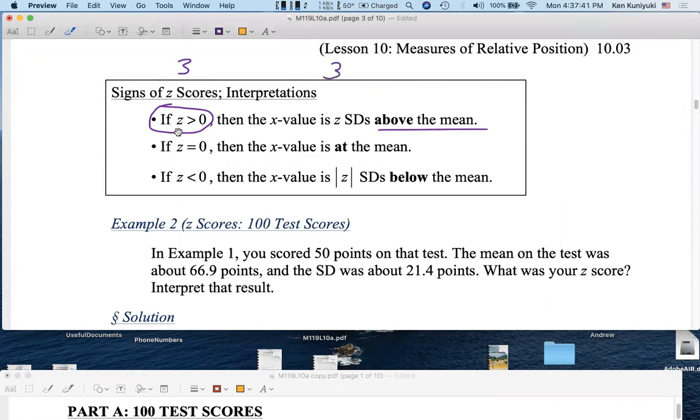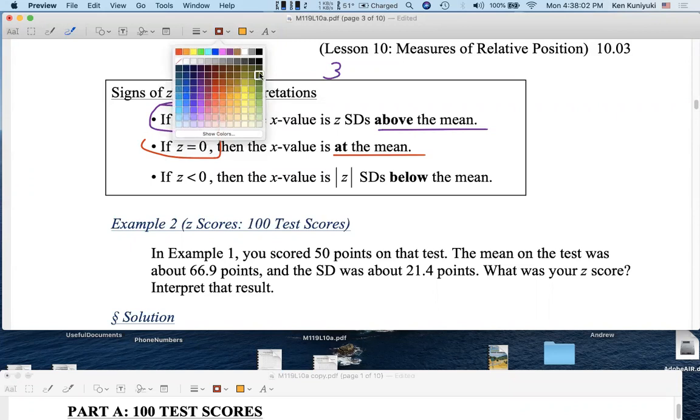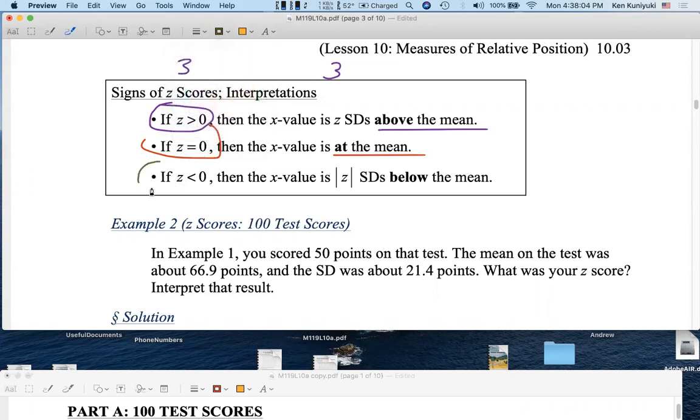In general, if your z-score is positive, then the original raw x score, or x value, was z standard deviations above the mean. Now, if your z-score is 0, then you scored at the mean. You scored the average. If your z-score was negative, then you scored below the mean.